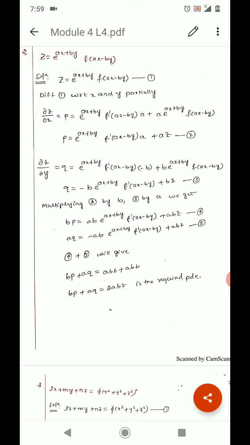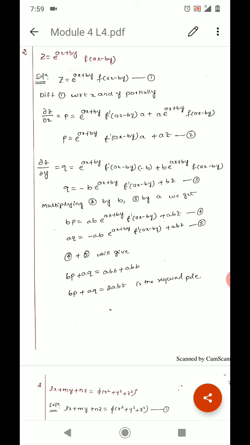Now multiply equation 2 by b and equation 3 by a to make it similar. So bp is equal to ab into e power ax plus by f dash of ax minus by plus abz, that is equation 4, and multiply equation 3 with a. That means aq is equal to minus ab into e power ax plus by f dash of ax minus by plus abz.